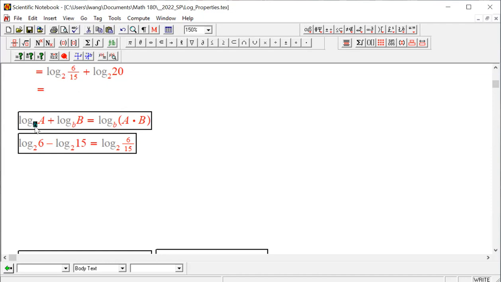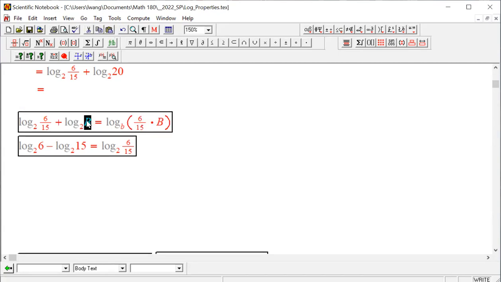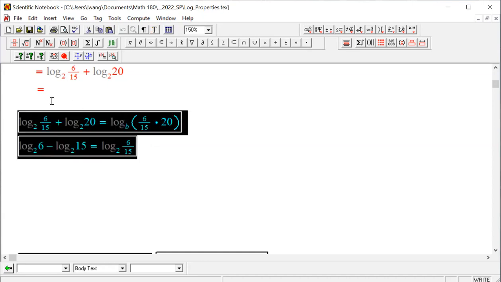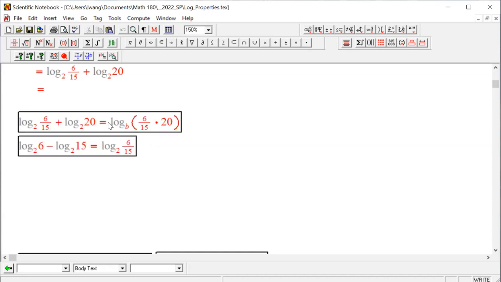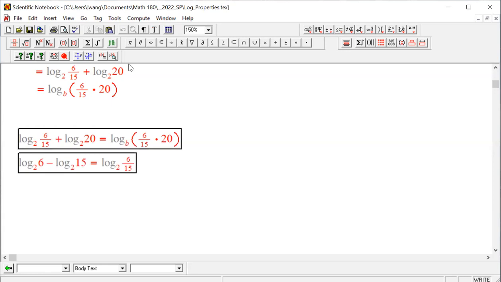Our base is 2. A is 6 over 15 and B is 20. So treat this as our scratch paper. In the end, well, we're not to the end, we're almost to the end. We finally combine them, and let's simplify.